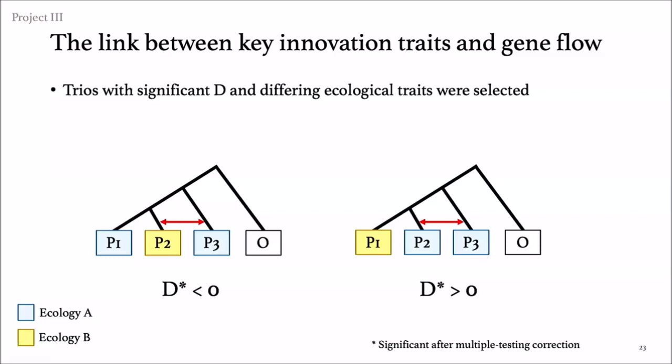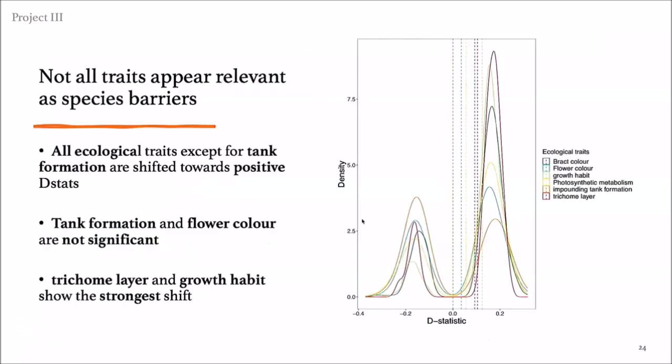And then we can look at the distribution of the D statistics between negative and positive values and see if there is a symmetric distribution on the two sides or if there is a shift towards positive values. And this is how it looks for the 6 key innovation traits that we tested. So you can see that some traits have a strong shift to positive values. That seems to say that species with the same key innovation trait are more likely to have had gene flow.